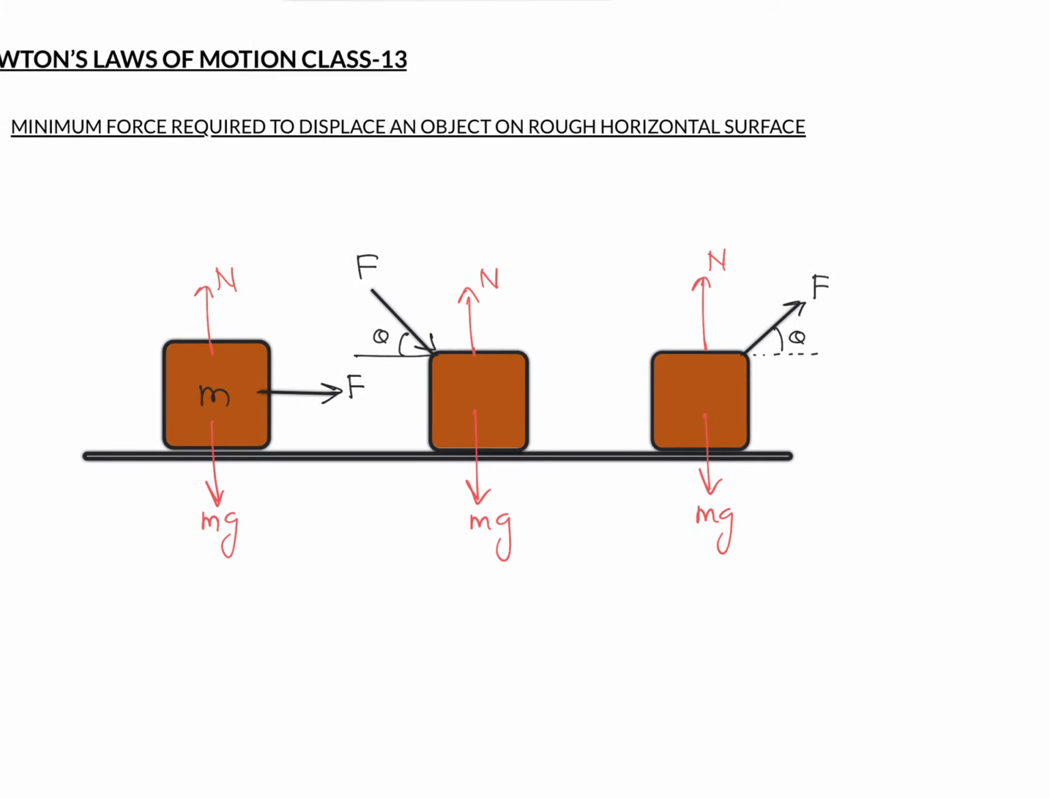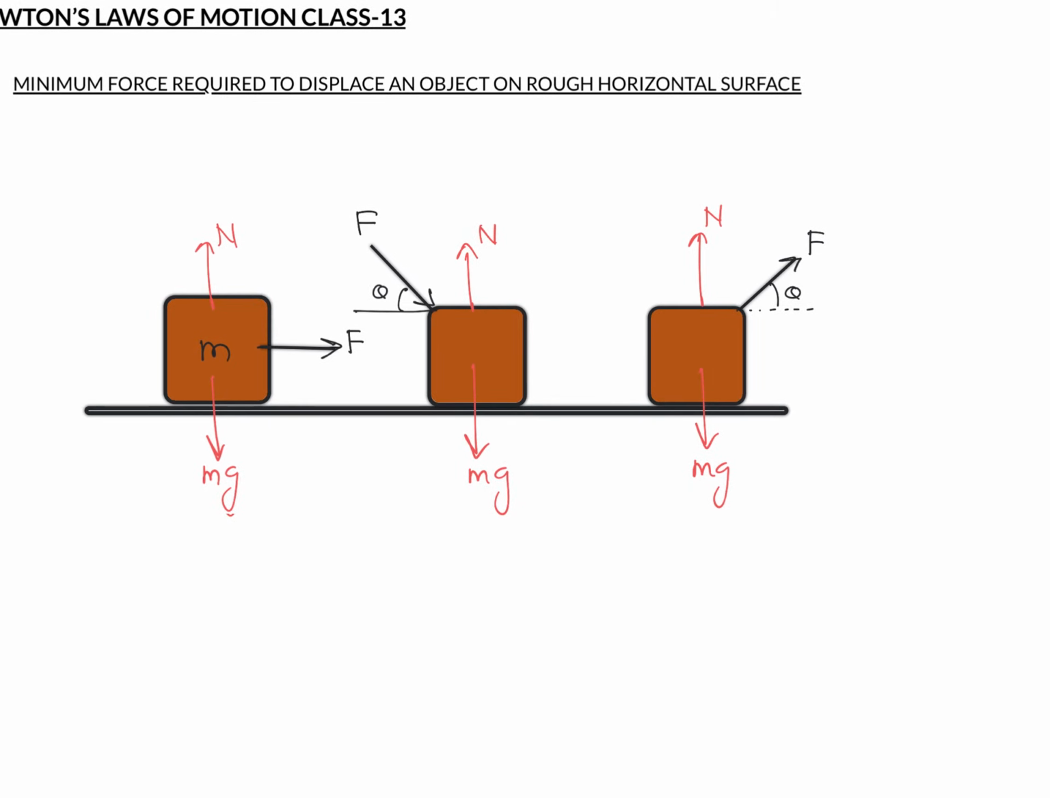Now we can resolve this applied force into its components. That means the component of this force along the horizontal direction, we can take as F cos theta, and this component of force we can write as F sin theta. Same as that, this component of force over here we can write as F cos theta, adjacent side is always cos, and the other component we can take as F sin theta.